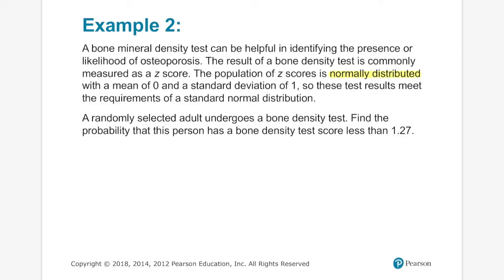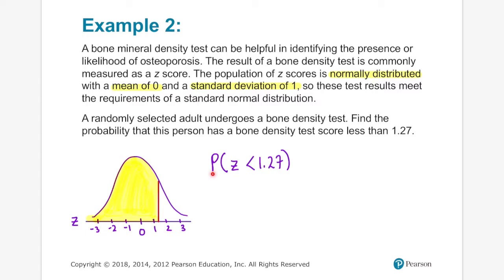So these are normally distributed with mean of 0 and standard deviation of 1. So this is my graph where my mean is 0 and my standard deviation is 1. I want to find the probability that the person has a bone density test score less than 1.27. This is 1, this is 2. 1.27 is somewhere in here. This is 1.27 and I want everything less than, so everything on the left side. I am looking for the probability that my z is less than 1.27.